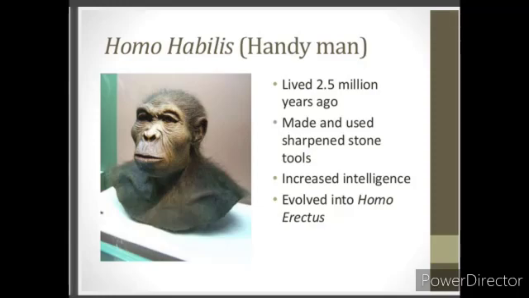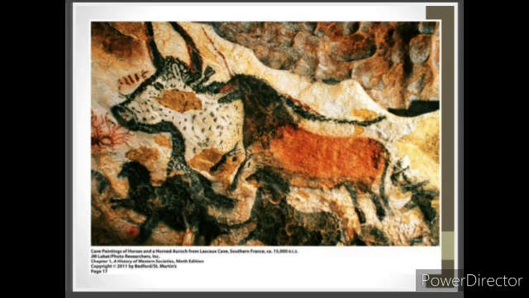Homo habilis, which is also known as Handyman. They lived 2.5 million years ago, made and used sharpened stone tools, increased intelligence, and evolved into Homo erectus. Cave paintings have been found in France from around 11,000 BCE, and it is a picture of a horse and some animals.